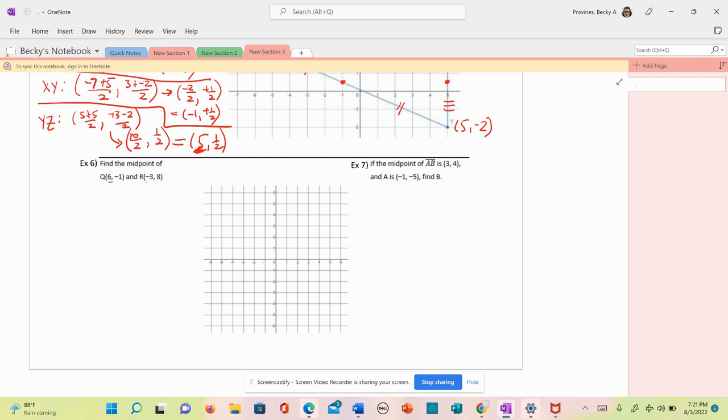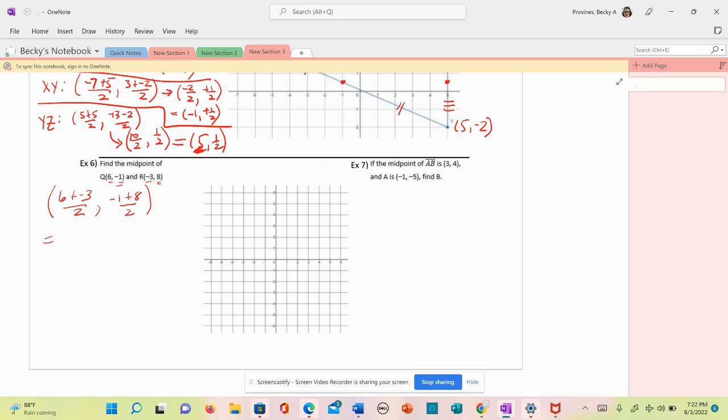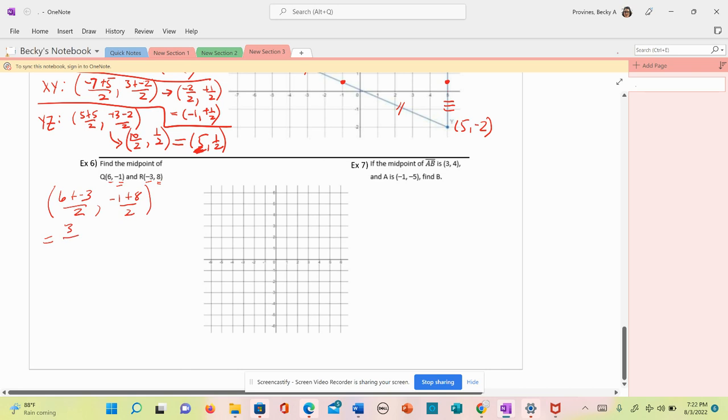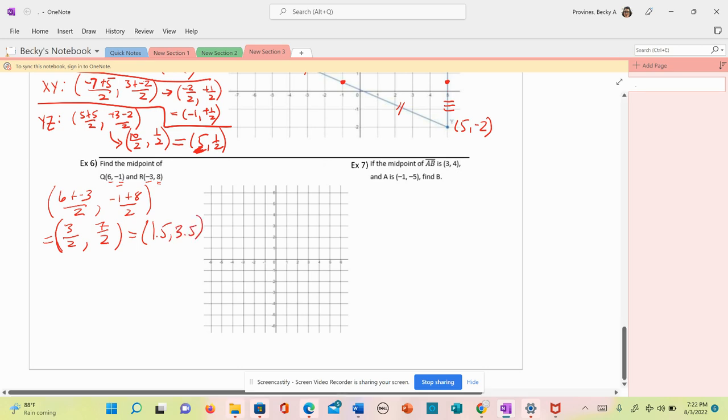So let's add the two x values together. 6 plus -3, divide by 2, and add the two y values, -1 and 8, and divide by 2. So on top, 6 minus 3 is a positive 3. And then negative 1 and 8 is 7 over 2. And let's simplify this. This is 1.5 and 3.5. And that would be your midpoint.